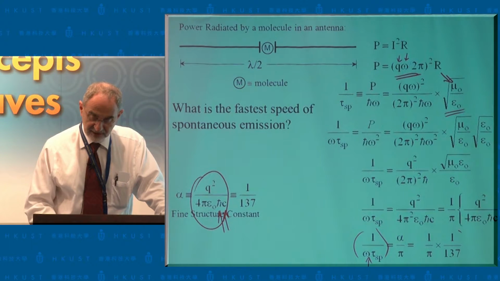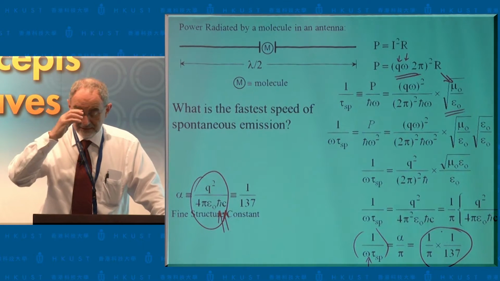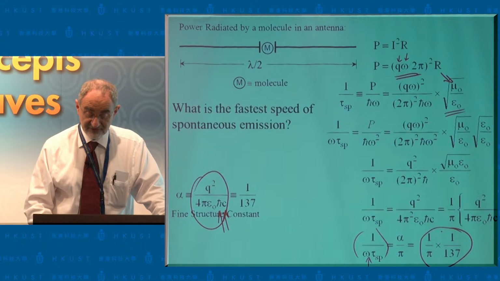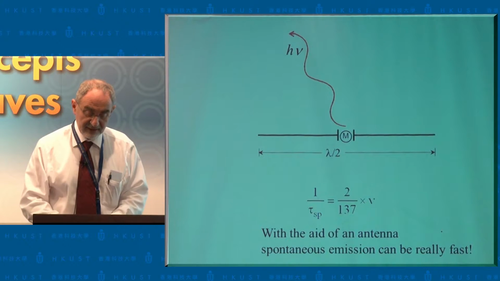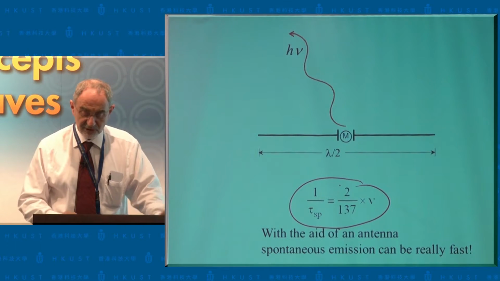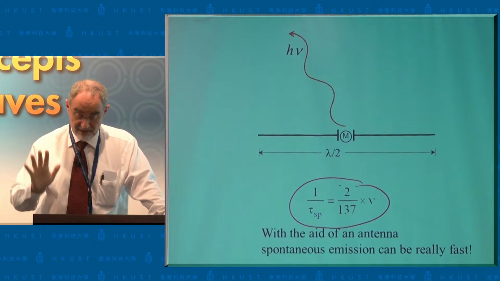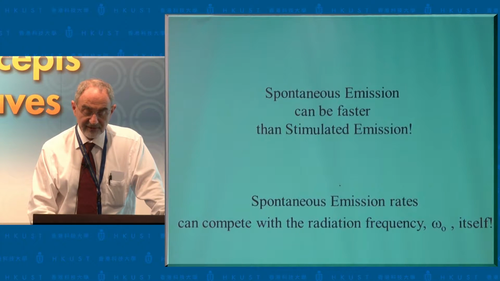So in this approximation, the rate would be 1/137 times the optical frequency. That's a fantastically high speed of spontaneous emission. And this is making that same statement. There are other geometries, which I'll show you, where you can start to approach the optical frequency itself. Maybe it's possible to imagine that. So you can get really fast spontaneous emission.